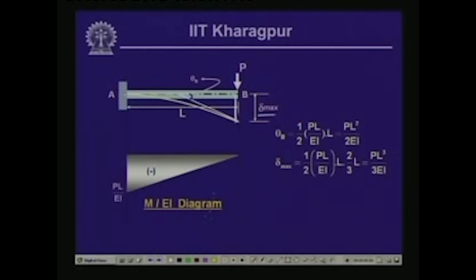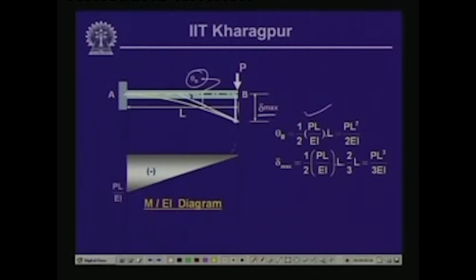Also we are interested to find out the slope of this particular beam at this free end. If we draw a tangent over here, this slope is 0. So, the difference between these two slopes is theta B again. Now, as per the moment area first theorem, if we are interested to find out the change in slope between these two points, it should be equal to the area of the M by EI diagram between these two points, and that is what is considered over here.